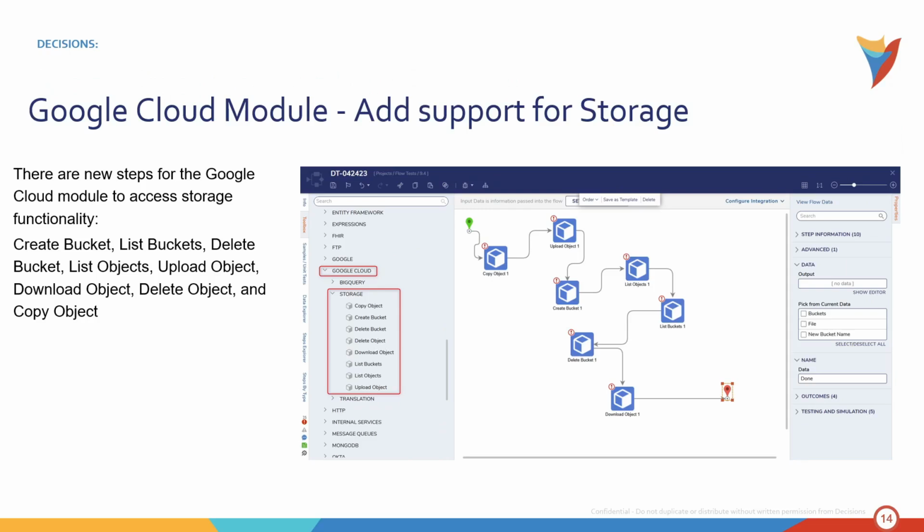There are a ton of new steps for the Google Cloud module, allowing access to storage functionality. These include Create Bucket, List Buckets, Delete Bucket, List Objects, Upload Object, Download Object, Delete Object, and Copy Object. This covers just about everything you could do with an object in Google Cloud. If you're using the Google Cloud module, keep an eye out for these updates and enjoy.